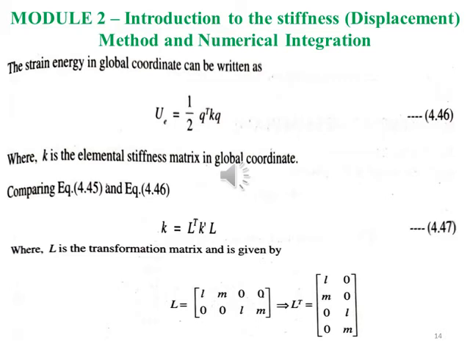But we know that l is nothing but cos theta, m is equal to sin theta, which are the direction cosines, and K dash is the stiffness matrix in the local coordinate system. So now let us try to rewrite the stiffness matrix with the direction cosines. So moving to the next slide.